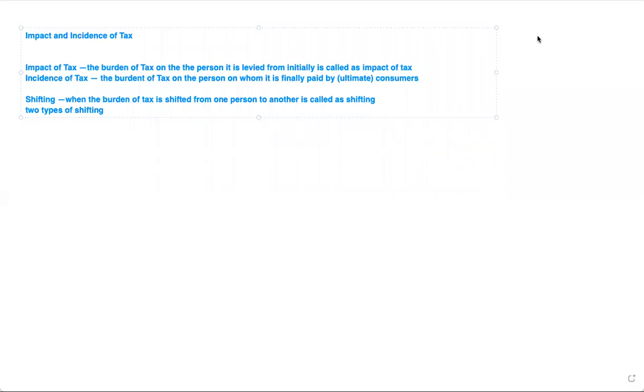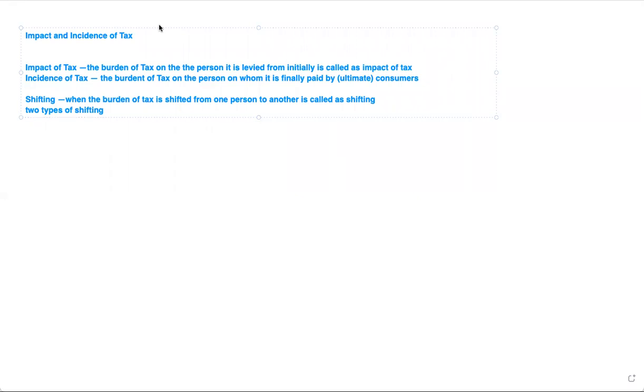Basically, can I just repeat what I said? We were seeing about three concepts: impact, incidence, and shifting. Impact is the tax burden on whom it falls initially, right? When I say incidence of tax, it is the burden of tax when it is finally felt by whomever it is finally felt by.